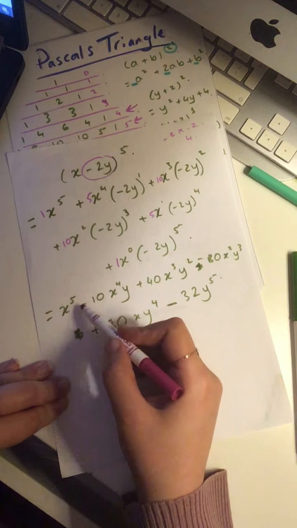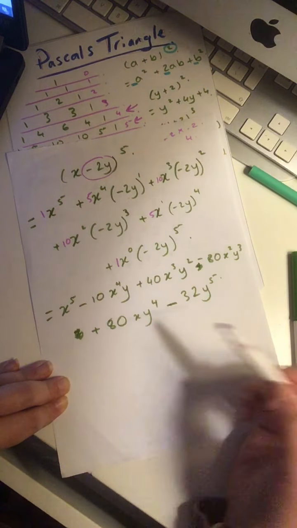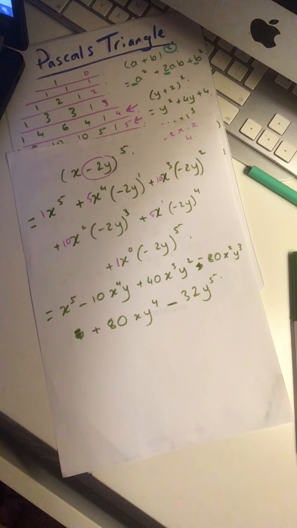So these numbers here, they should look like negative, positive, negative, positive, negative, and so on. If they don't, then you've made a mistake. And that's how we expand and simplify using Pascal's triangle.